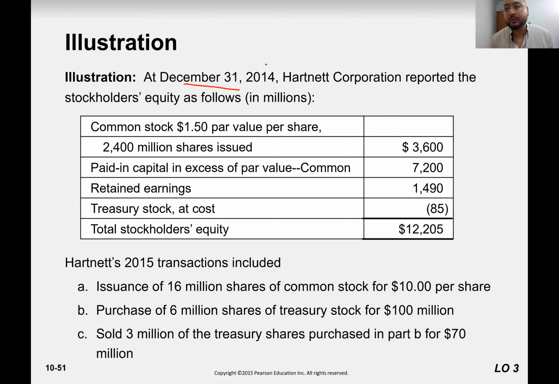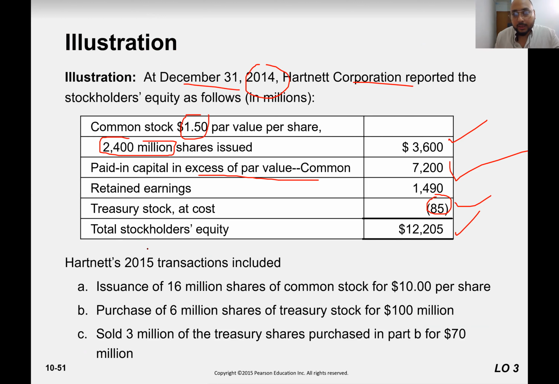So December 31st, 2014, the Hartnett Corporation reported shareholder equity as follows. So we have common stock, $1.50 par value, and they have issued 2,400 million shares. So common stock 3,600 million, paid in capital in excess of par of the common 7,200 million. We have retained earnings and we have a treasury stock 85 million. Total stockholder equity is 12,205 million.